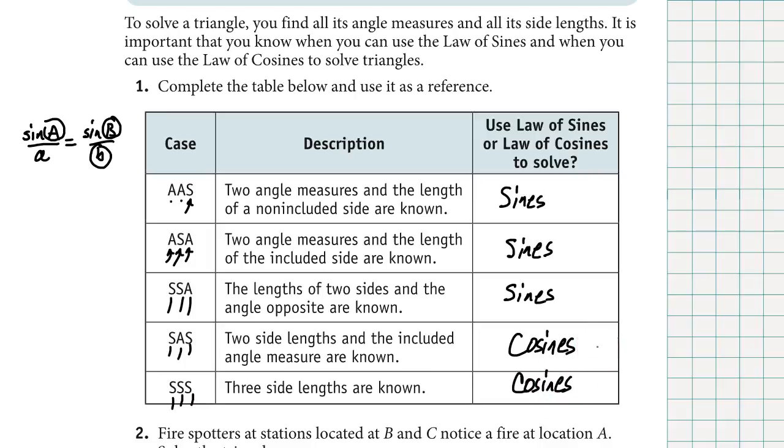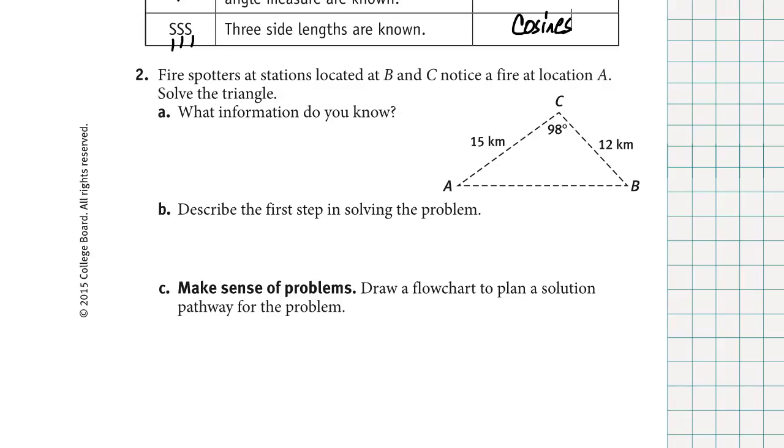So when you're working with triangles that are not right triangles and you want to use trigonometry to find sides or angles, you use the law of sines or the law of cosines, and you might find that this chart is helpful in determining which one to choose. Let's try one of these.